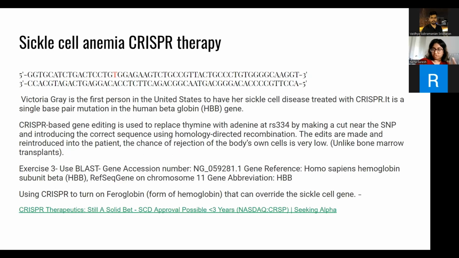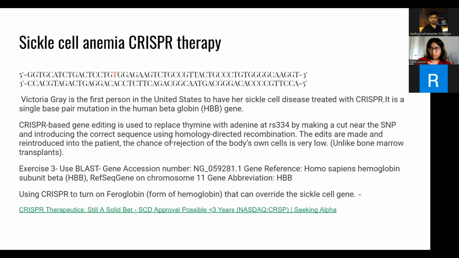Now, sickle cell anemia, the CRISPR therapy, like I mentioned before, is a disease caused by the replacement of one nucleotide, not even one base pair, just one nucleotide. The T, which I've highlighted in red, isn't supposed to be here. It should be an A, it's supposed to be adenine.